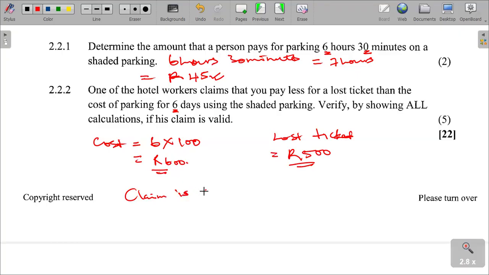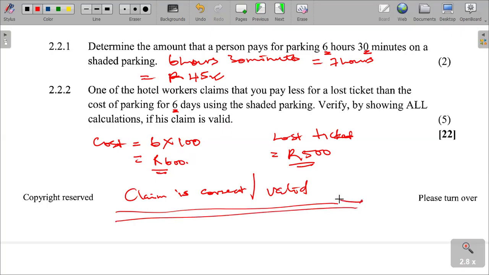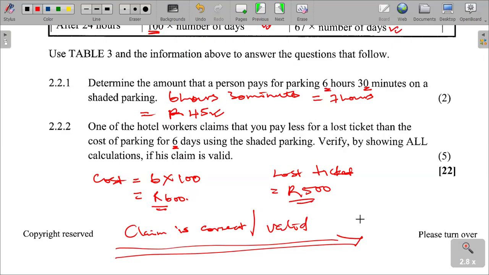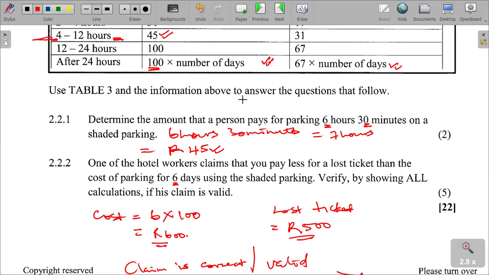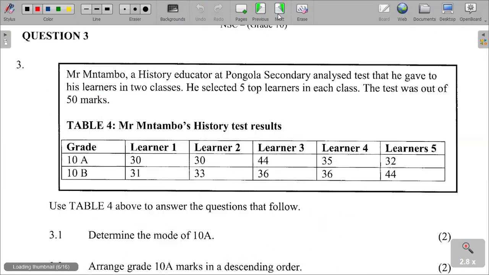The claim is correct, or we can say it is valid. Because when you lose a ticket, you pay 500, but if you pay for 6 days, you pay 600. So that is a valid claim, which is also confirmed mathematically. I hope we are still following, and let's quickly go to the next question.